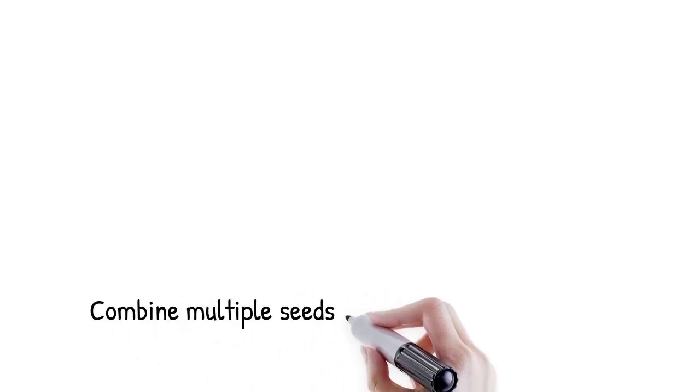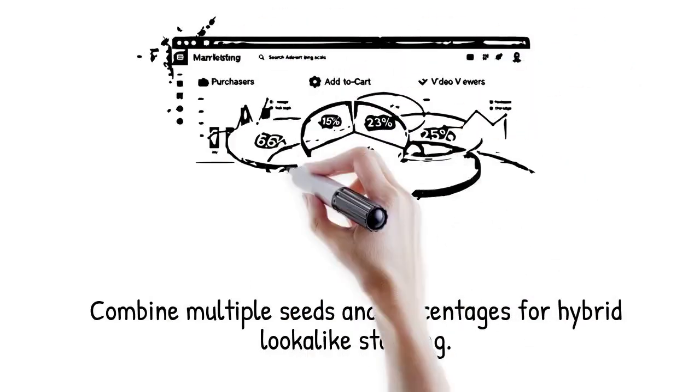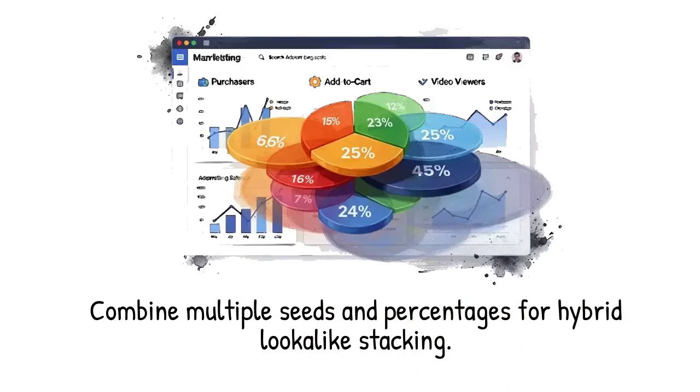Hybrid stacking means combining multiple lookalike seeds with various percentages. For example, 1% purchasers, 2% purchasers, 1% add to cart, 2% add to cart, and 1% video viewers. This method is considered the ultimate scaling structure for advanced advertisers.